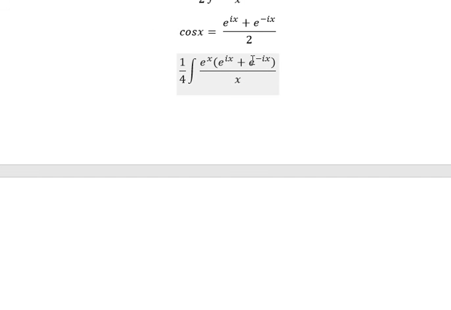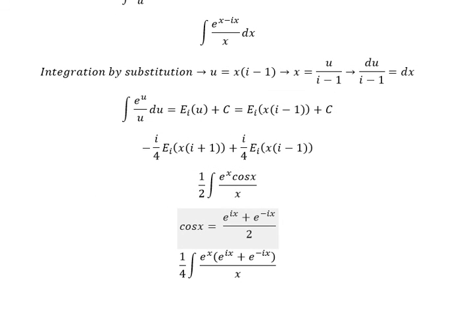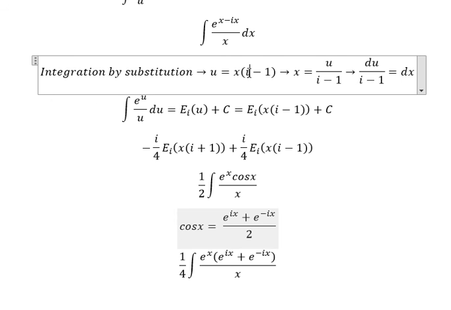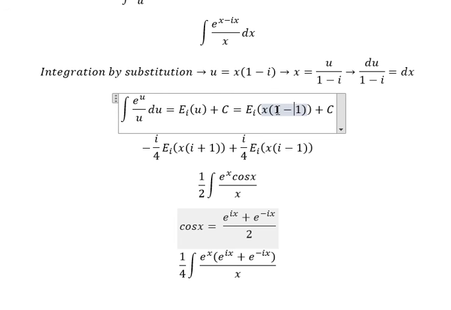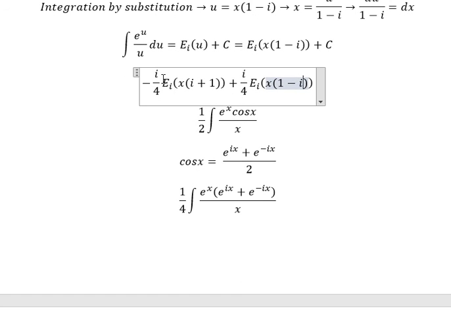And now we have two integrals in here, and this is similar for this one and this one. Oh sorry, I need to change this one a little bit. This is 1 minus i. So we will use the same result as the top one.